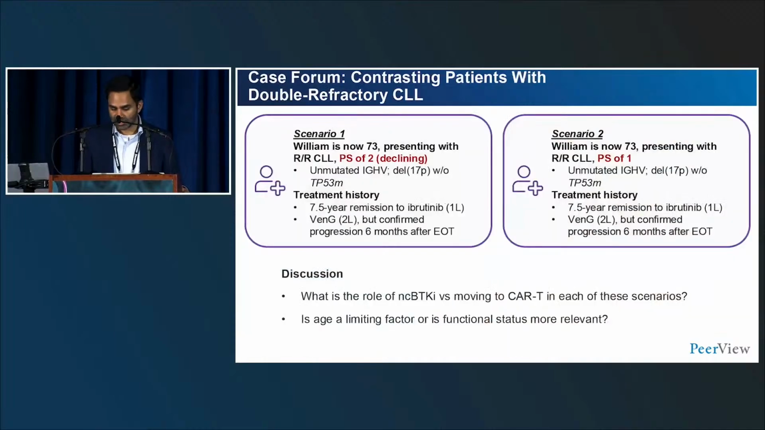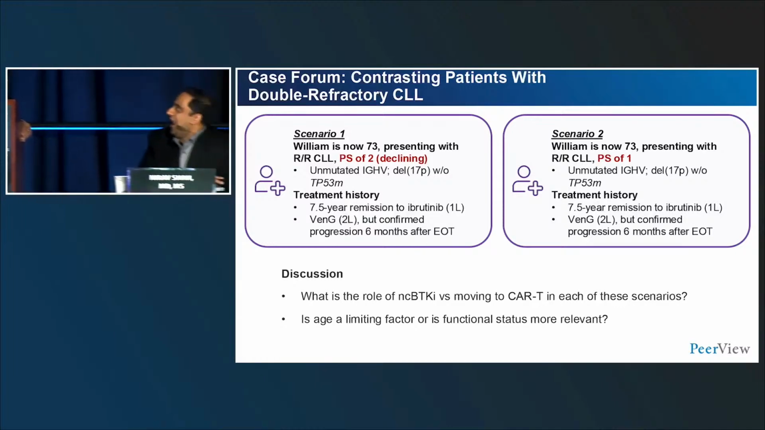So as we round out, and I'm going to go through this last case a little bit quicker here, we have a patient, 73 years old, performance status is 2, is declining with relapsed refractory CLL, has had ibrutinib before, had Ven-G, but progressed relatively quickly after stopping Ven-G. And we have a different scenario for the same patient. Let's say the patient's performance status is better. So Dr. Shah, in this setting, how do you decide between non-covalent BTK inhibitor and CAR T-cell therapy?